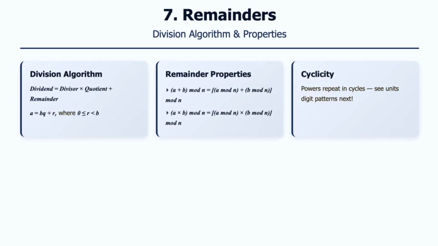Remainders, the division algorithm in action. The dividend equals the divisor times the quotient, plus the remainder. And remember, the remainder is always between 0 and the divisor. Here are powerful properties. The remainder of a sum equals the sum of remainders, modulo n. Similarly for products. And don't forget cyclicity. Powers repeat in cycles, which we'll explore next.